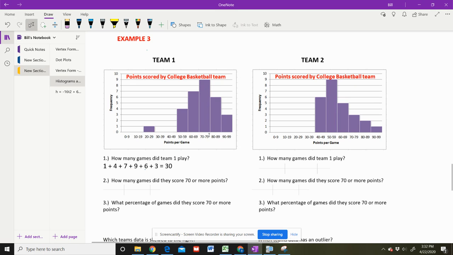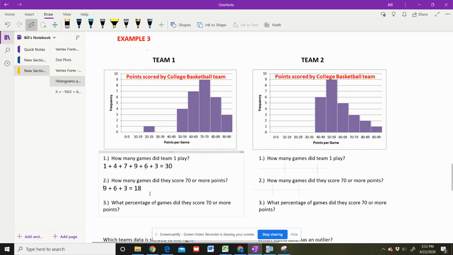So on this, I've got to find what interval includes 70 or more points. So it's this one right here. 70 or more means that I'm going to go greater than 70. So all I'm going to do is add up how many games they had. So 9 games between 70 and 79, 6 games 80 to 89, 3 games 90 to 99. So if we go 9 plus 6 plus 3, we get 18 games where they scored 70 or more points.